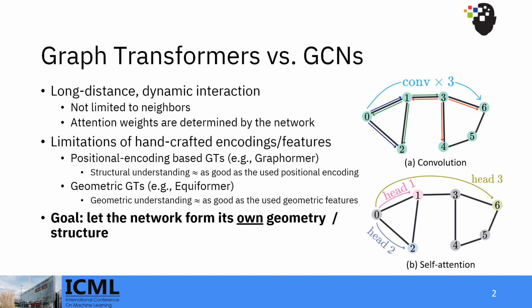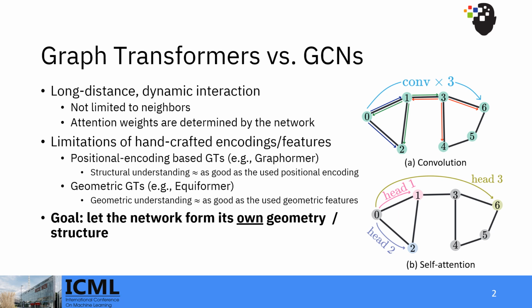One, they allow long-range interactions, meaning that any node can aggregate any other node in a single step. And two, these interactions are dynamic, meaning that the network decides the weights of these interactions depending on the input graph. However, graph transformers use handcrafted positional encodings or features, limiting their geometric or structural understanding to the input graph. This is true for simple graph transformers like Graphormer and geometric transformers like Equiformer.